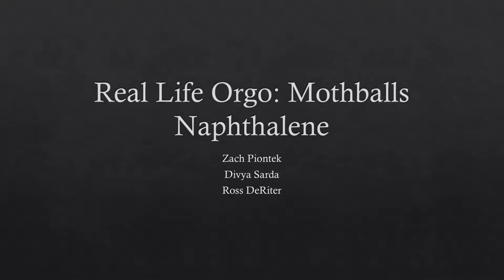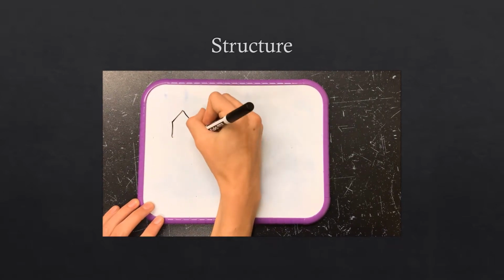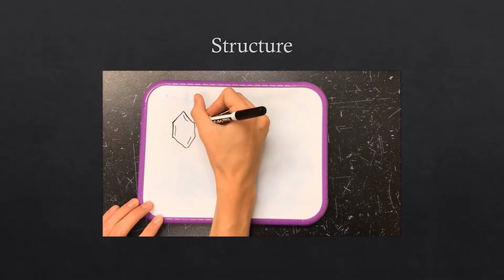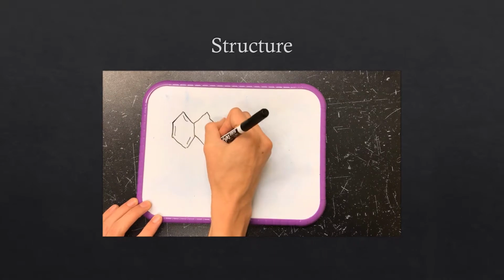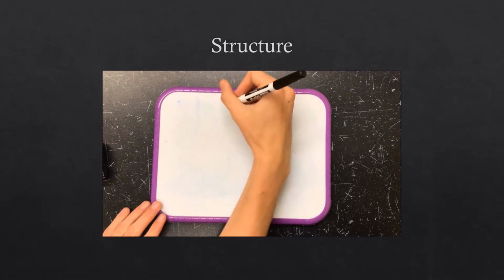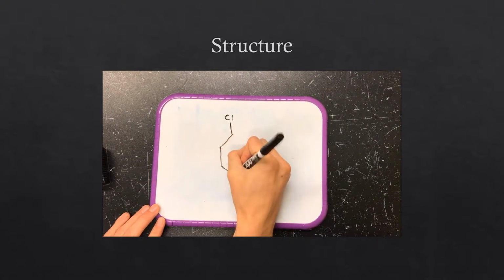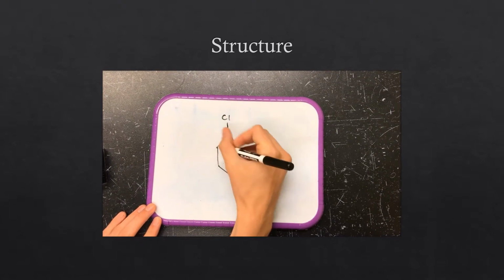Today, for our real-life Orgo project, we will be teaching you about the chemistry associated with mothballs. Mothballs have been historically made from naphthalene, which look like small white balls that have a crystalline structure. It is a bicyclic aromatic hydrocarbon whose structure looks like two benzene rings put together. Mothballs have been historically made from this, but more recently have been made out of 1,4-dichlorobenzene. Both are heavily regulated due to issues we will discuss later.